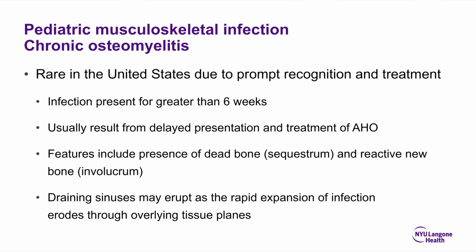And just a word about chronic osteomyelitis. This is rare in the U.S. because typically a musculoskeletal infection is promptly recognized and treated. Chronic osteo may be defined as infection present for greater than 6 weeks. Again, usually it's the result of delayed presentation of an acute hematogenous osteo. Radiographic features include the presence of dead bone, that's the sequestrum, and reactive new bone, that's the involucrum. And draining sinuses may erupt as the rapid expansion of infection erodes through the overlying tissue planes.